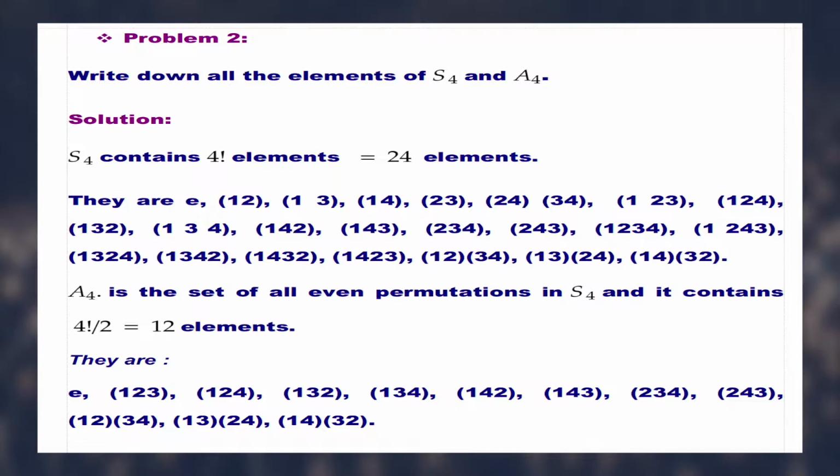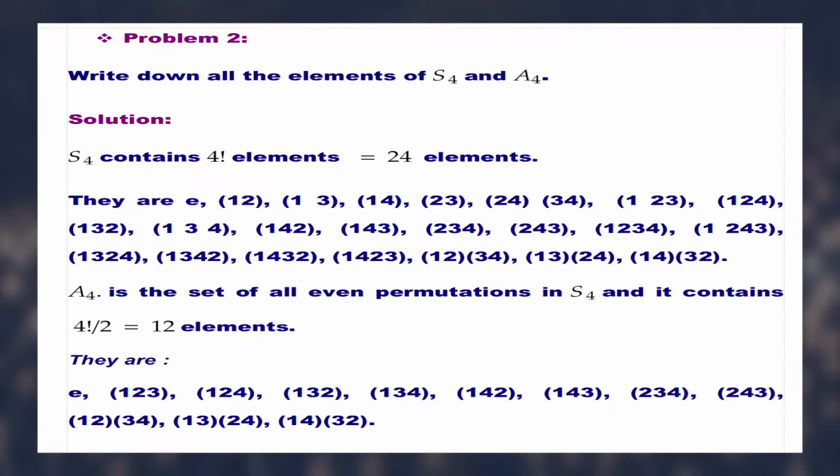cycle 1, 4, 2, 3, cycle 1, 2 cycle 3, 4, cycle 1, 3 cycle 2, 4, cycle 1, 4 cycle 3, 2. That is, the product of the cycles 1, 2 and 3, 4, the product of the cycles 1, 3 and 2, 4 and the product of the cycles 1, 4 and 3, 2. A4 is the set of all even permutations in S4 and it contains 4 factorial by 2. 4 factorial is equal to 24. So, 24 by 2 is equal to 12 elements.